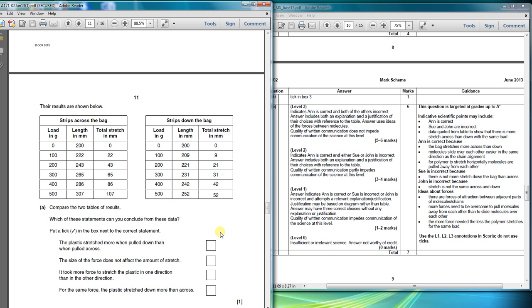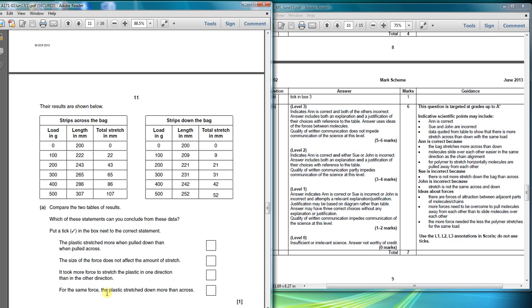The size of the force does not affect the amount of stretch. Well, we can see quite simply, bigger force, 500 grams, 52 stretch, 100 grams, only 9 stretch. The size of the force fairly obviously affects the size of the stretch. The third statement: it took more force to stretch the plastic bag in one direction than the other direction. Well, that looks pretty sensible, doesn't it? It took more force to stretch it down than it did to stretch it across, so that looks sensible.